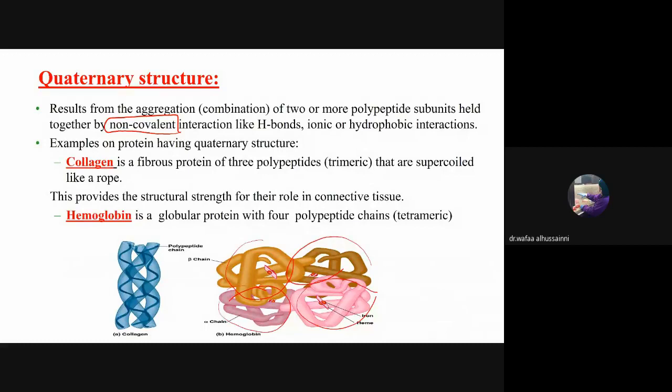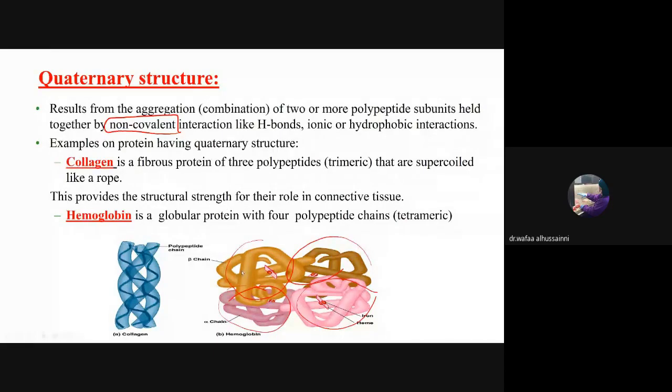Examples are collagen, which is a fibrous protein of 3 polypeptides, and it is super coiled like a rope, like a rope twisting over itself, and therefore the structure is strong for connective tissue. And hemoglobin, which is a globular protein with 4 polypeptide chains.